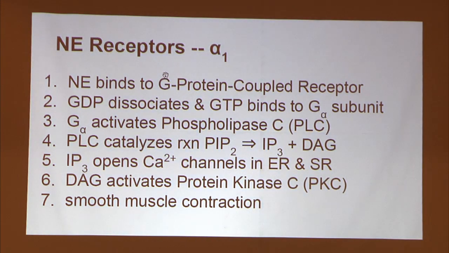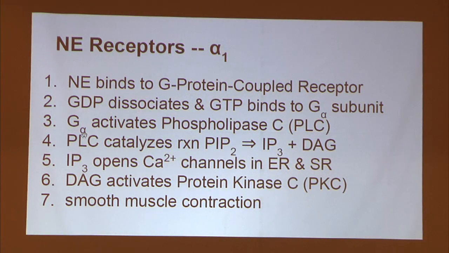The first norepinephrine receptor, or adrenergic receptor, that we'll talk about is alpha-1. Norepinephrine is going to bind to the G-protein coupled receptor, specifically the alpha-1 receptor. So alpha-1 is referring to the receptor, not the G-protein. It's the receptor that's coupled to the G-protein. Then GDP will dissociate and GTP will bind to the G-alpha subunit. So this alpha is not the same as this alpha. This alpha is referring to the receptor, and this one's referring to the G-protein subunit. It looks a little bit better with the picture, but we'll go through the words first.